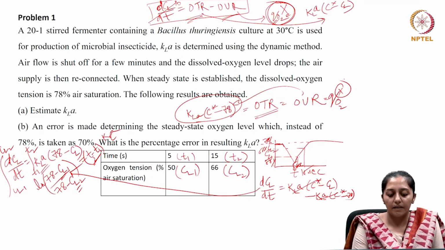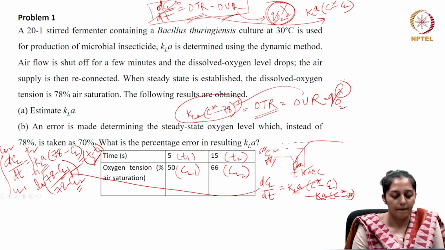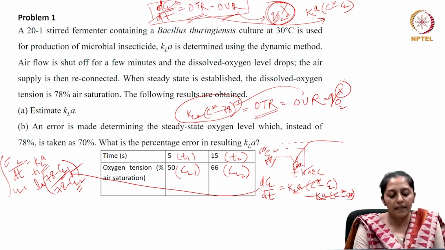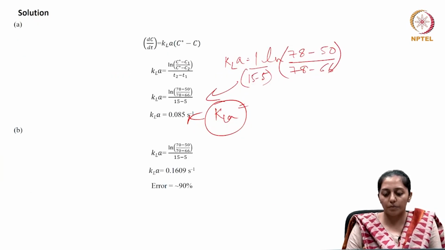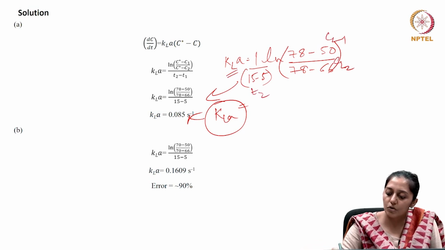An error is made, I will just erase this so that the question is visible properly. The error is made determining the steady state oxygen levels. Instead of 78, they have taken it as 70% by mistake. Now, we need to find what will be the in turn percentage error in the resulting KLa value. That should be doable. Now, we know how KLa is to be determined given the value of CL1, CL2, T2 and T1.